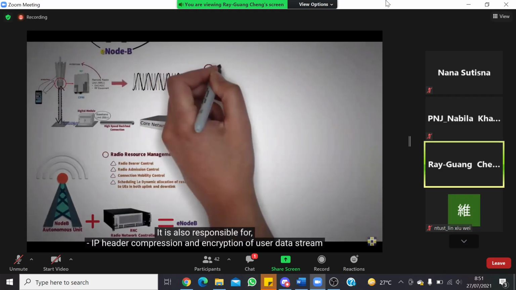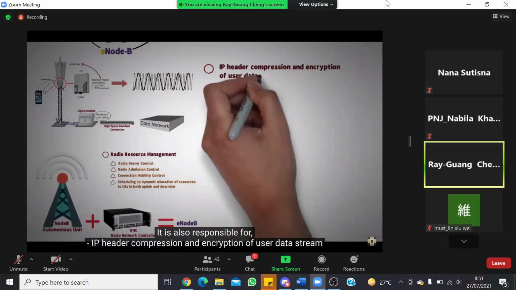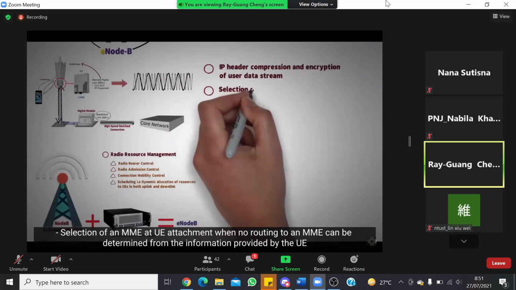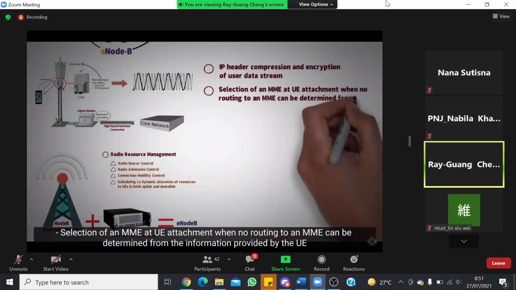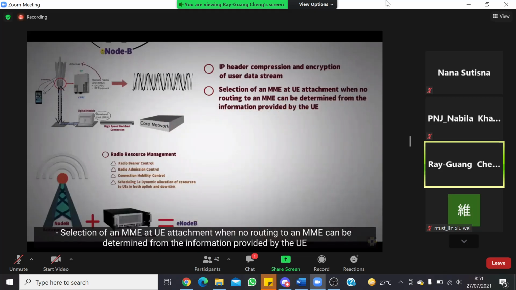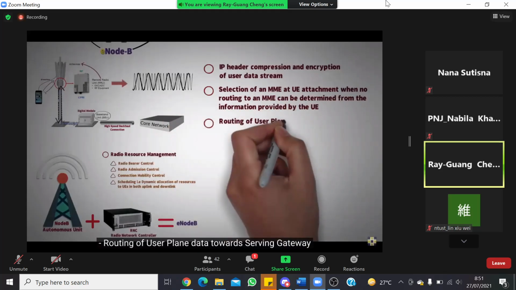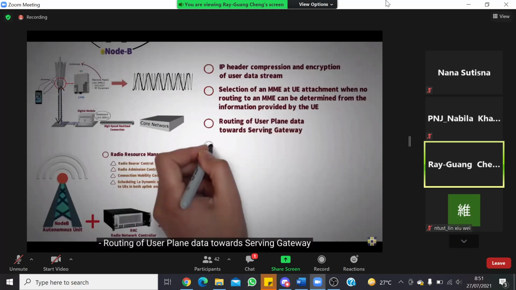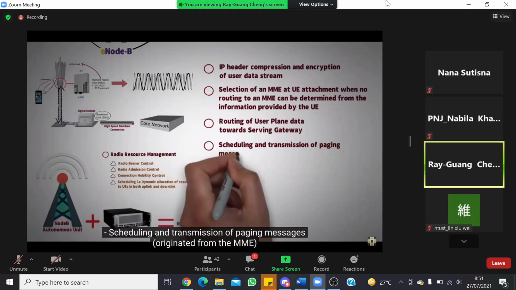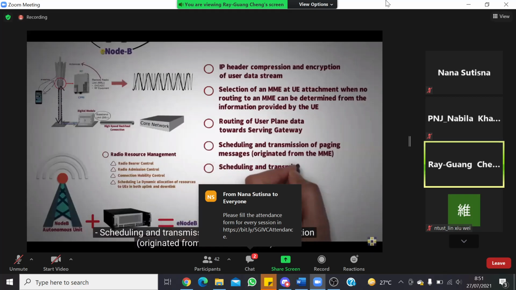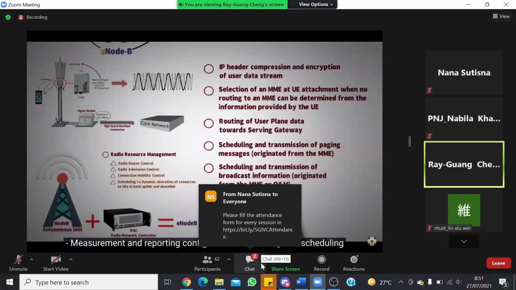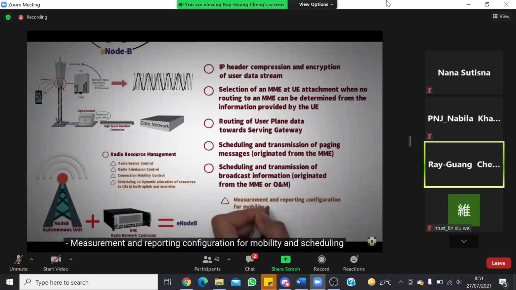It is also responsible for IP header compression and encryption of the user data stream, selection of an MME at UE attachment when no routing to an MME can be determined from the information provided by the UE, routing of user plane data to a serving gateway, scheduling and transmission of paging messages originating from the MME, scheduling and transmission of broadcast information originated from the MME or O&M, and measurement and reporting configuration for mobility and scheduling.